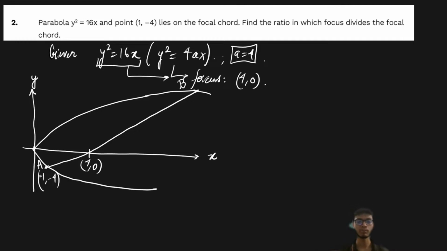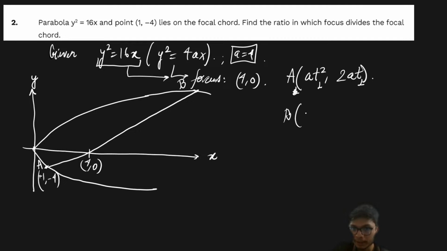Now, if we recall from the initial study of the concept, we can represent any point on a parabola in terms of its parameter, that is (at², 2at). Now, if I define two points, point A given in parameter t1, and point B given in parameter t2, let us say these are the end points of the focal chord.